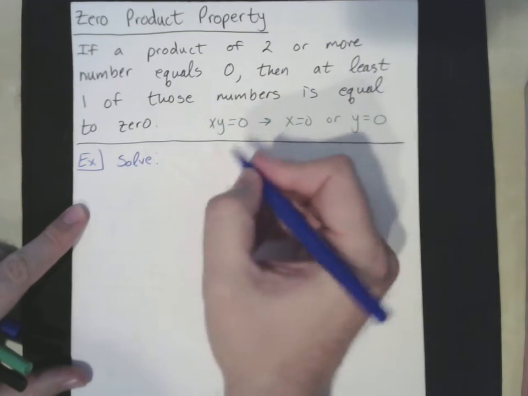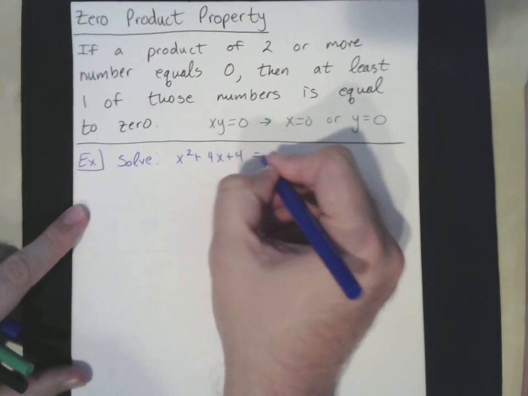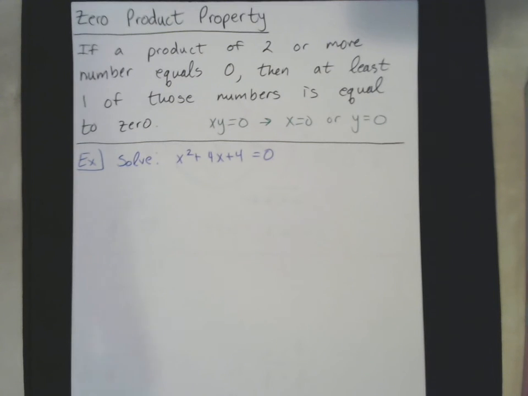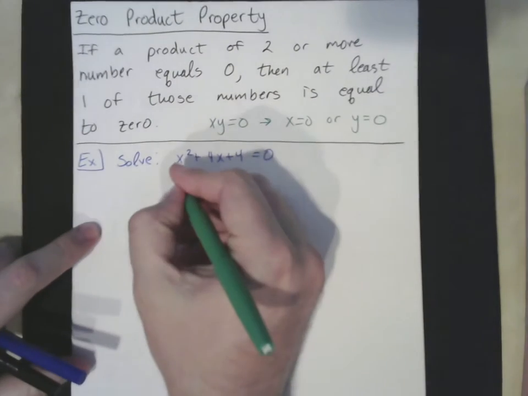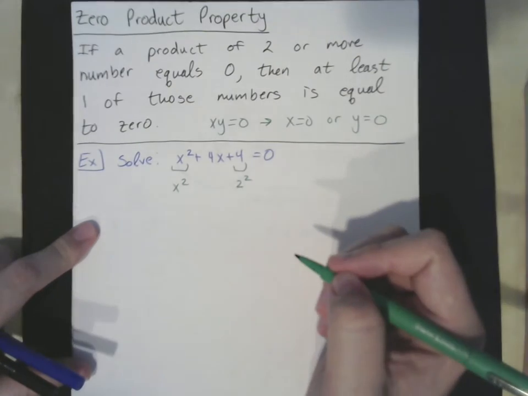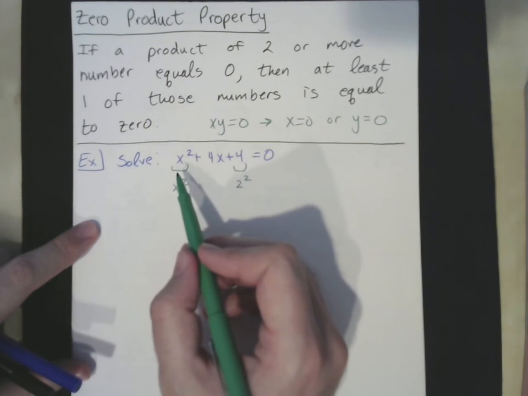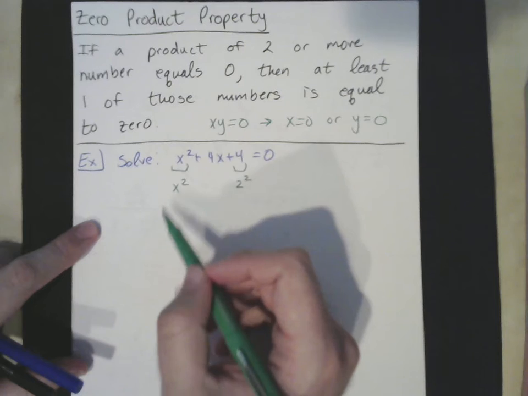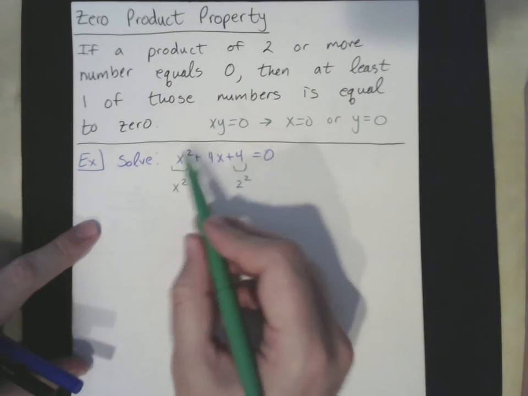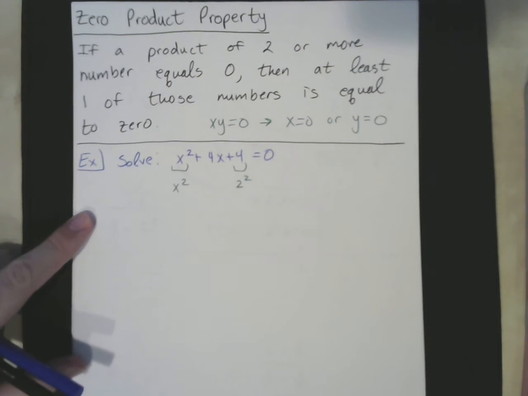So we are going to solve now, no longer factor. x squared plus 4x plus 4 equals 0. So now we're solving an equation. I look at this trinomial, and I see I have a perfect square here and here. I have x squared and I have 2 squared. So I'm thinking perfect square trinomial. It's not going to be difference of squares because there's too many terms and there's no minus sign. It's not going to be sum or difference of cubes because there's no cubes. So I'm thinking perfect square trinomial. If that doesn't work, then we'll go back to the regular factoring.